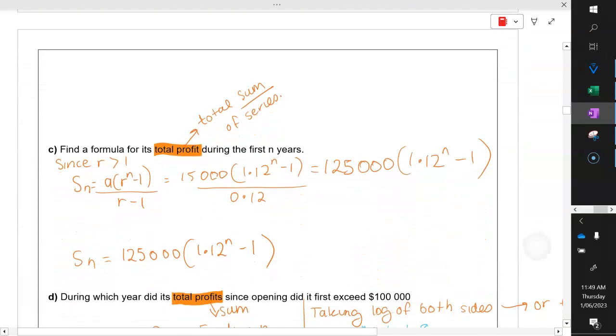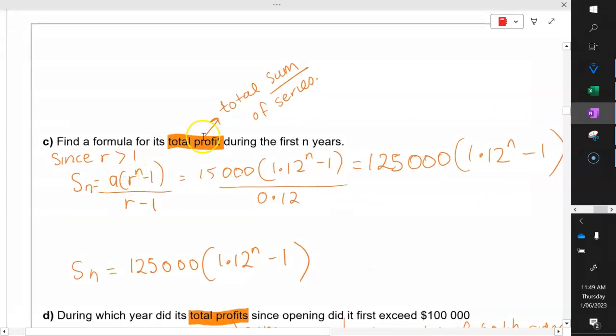Part c. It says find a formula for its total profit. Now total profit is telling us it's a sum. We need to sum things up. So you're looking for the words in there to figure out what you need to do. So sum. There's our sum of a GP. Now I've picked this formula as opposed to the other one because our ratio was bigger than 1. It's 1.12. You need to be careful which formula you pick.